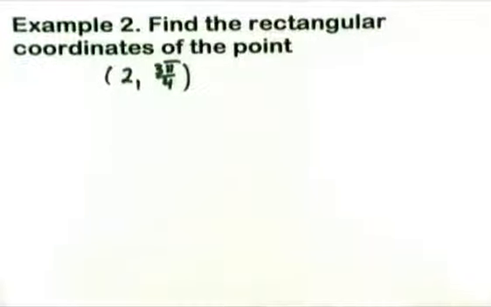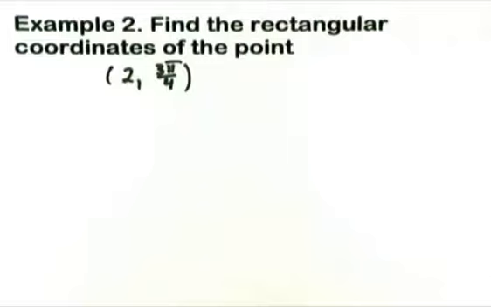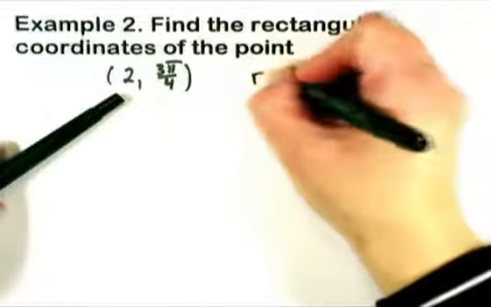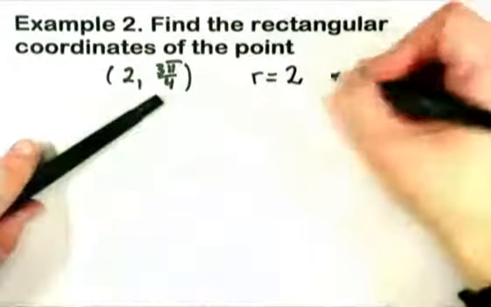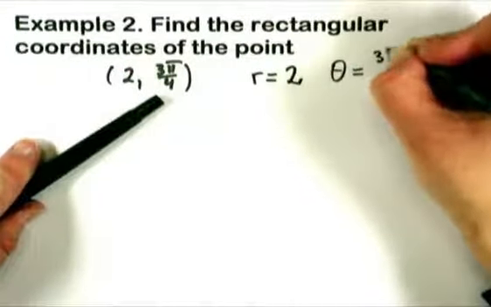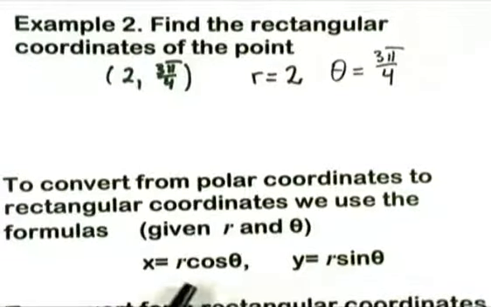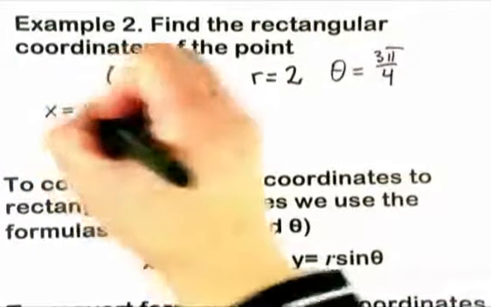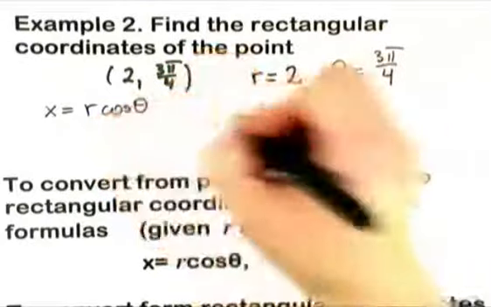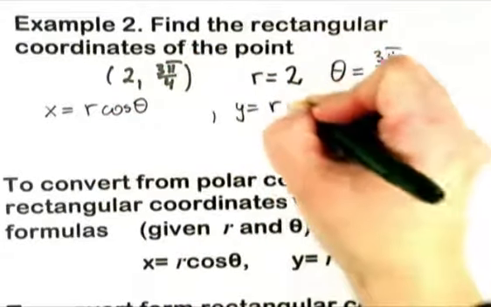Now we have an example. Find the rectangular coordinates of the point 2 and 3 pi over 4. So this is my polar coordinates. The first coordinate in polar is r. R is equal to 2. The second coordinate is theta. Theta is equal to 3 pi over 4. And now we can apply the formulae. X is equal to r cos theta, and y is equal to r sine theta.